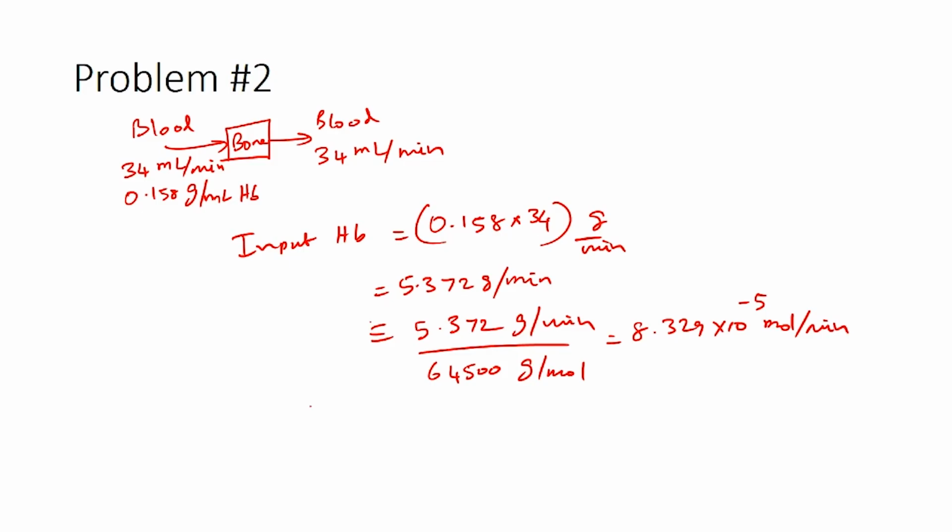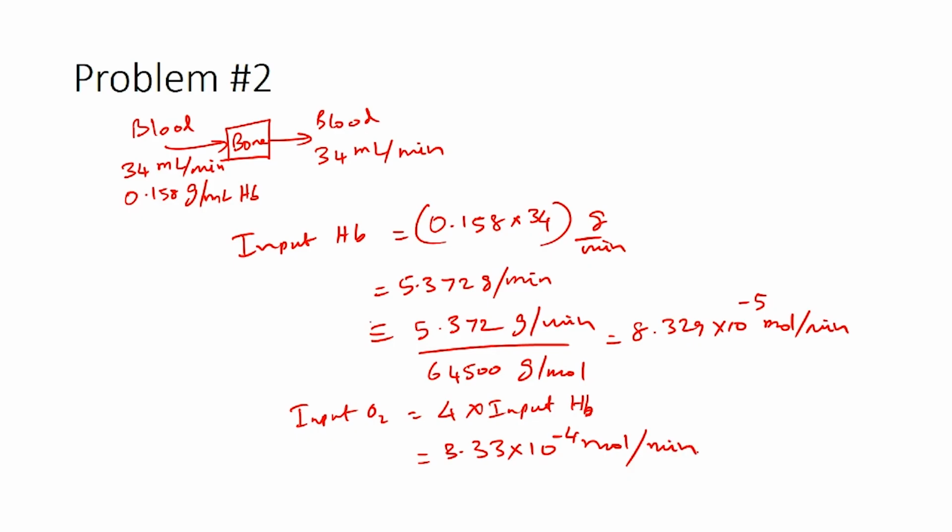So, from here we can calculate the number of moles of oxygen entering. Input oxygen would be equal to 4 times input hemoglobin, because we have been asked to assume 100% saturation. We would just be able to do this, and the calculation would give us 3.33 times 10 power minus 4 moles of oxygen entering per minute.